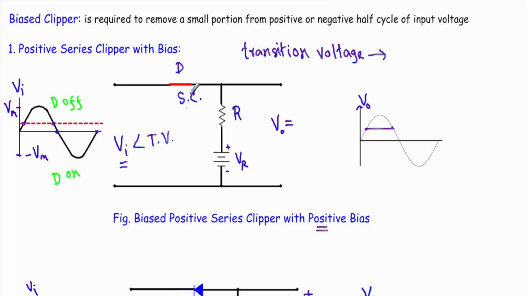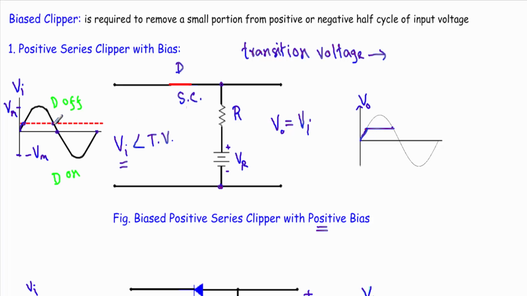If I replace this diode with a short circuit, I will see that the applied input voltage will appear across these two terminals, and we are taking the output voltage across these two terminals. So our output voltage will be equal to input voltage. That means the output voltage will be changing in the same way as our input voltage is changing. So from this point to this point, input voltage is changing like this. So I can show this in the output waveform like this.